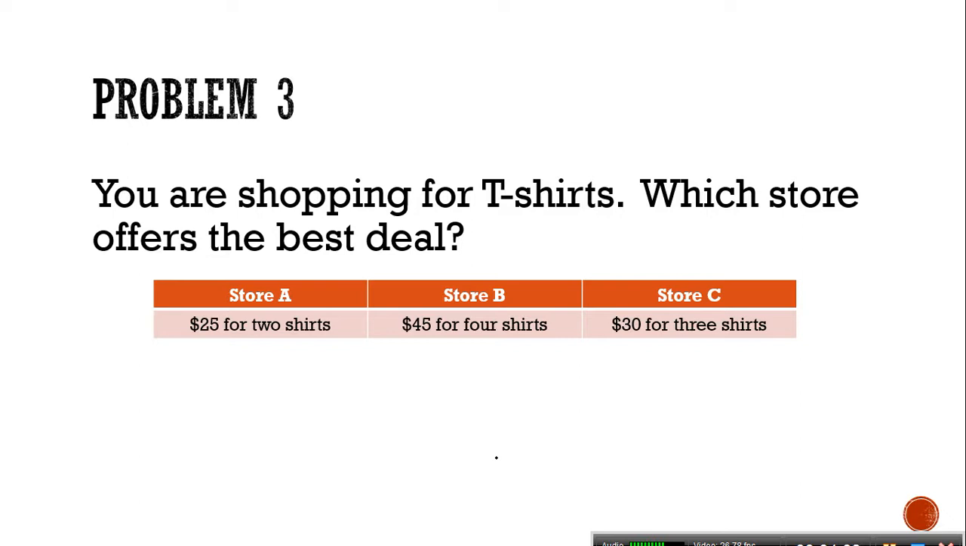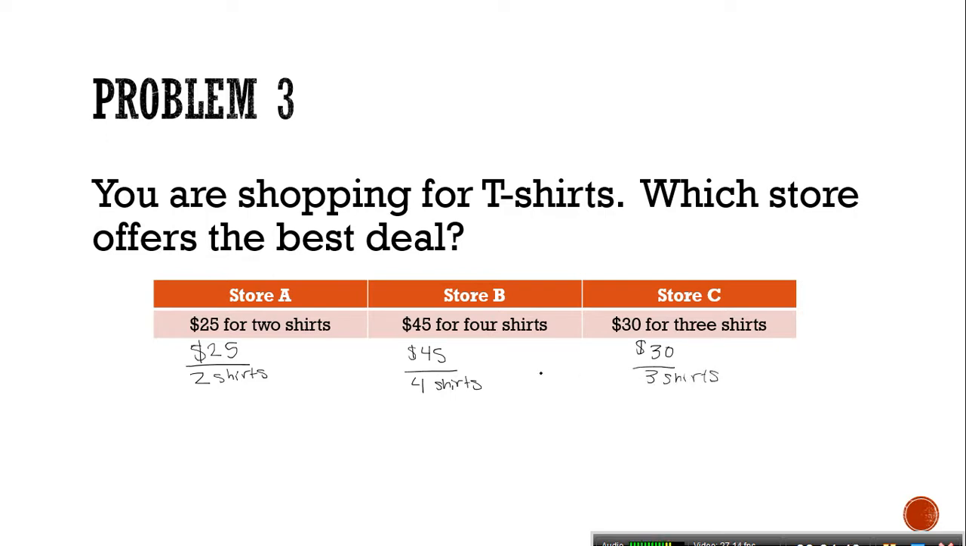Now, this is more about rates. So I'm going shopping for t-shirts. And I want to know which store has the best deal. Which one's going to make me pay less money for one shirt. So I'm going to write these as rates. So I know I can have $25 for 2 shirts. Over here, I can have $45 for 4 shirts. In store C, I have to pay $30 for 3 shirts.